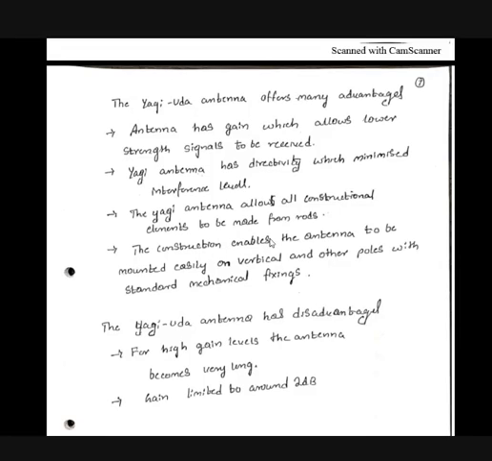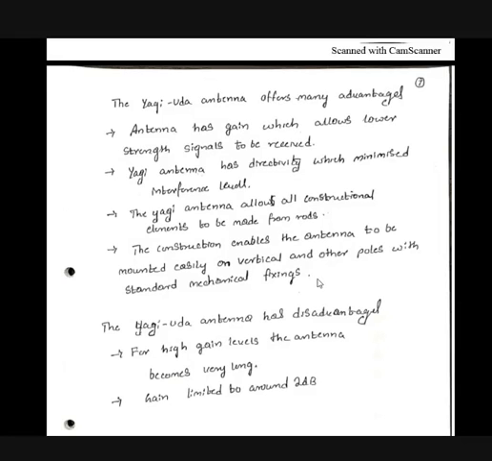I think I told you at the initial part of this Yagi-Uda array discussion that it is made up of rods. Director, driven element and reflector are all made up of metallic rods only. The construction enables the antenna to be mounted easily on vertical and other poles with standard mechanical fixing. It is very easy to carry out. You could see on every house some 10 years ago that it was arranged with mechanical help. It can be easily mounted on any of the houses, and is very cheap and available in the market also.